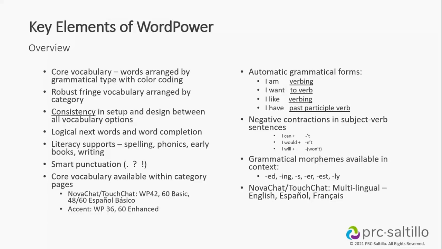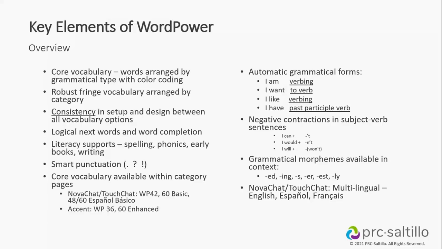So there's automatic grammatical forms. You'll notice that the present progressive form of the verbs will appear automatically, like he is going. The infinitive form appears automatically after I want, like I want to go. After I like, the verbing comes up. So I like swimming, I like seeing, I like going. And the past participle verb form. So I have gone, I have eaten, I have been. You'll see negatives and negative contractions. And then the grammatical morphemes are available after verbs and adjectives.